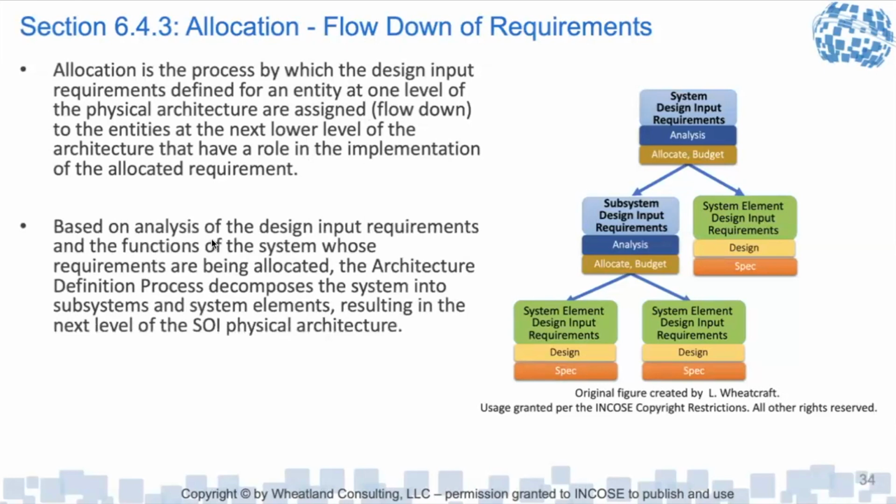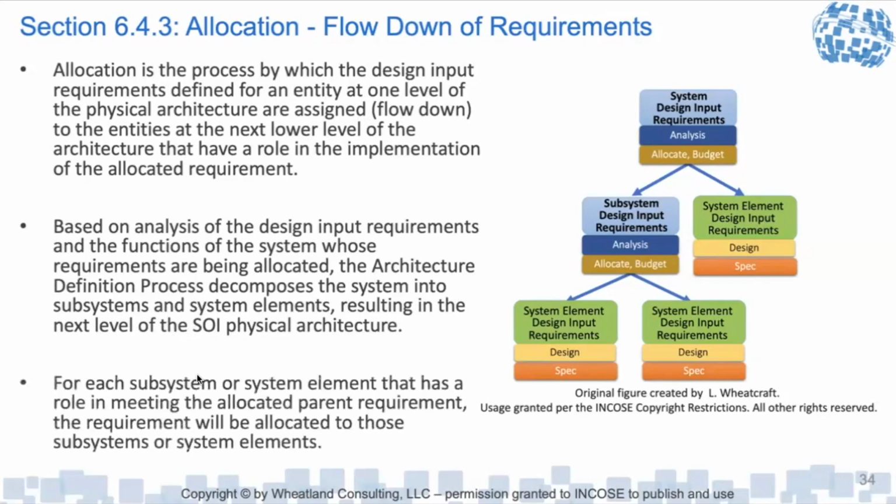Based on analysis of the design input requirements and the functions of the system whose requirements are being allocated, the architecture definition process decomposes the system into subsystems and system elements, resulting in the next level of physical architecture. And for each subsystem or system element that has a role in meeting the allocated parent requirement, the requirement will be allocated to those subsystems or system elements. Allocation, again, is linking a requirement at one level to part of the architecture at the next level.